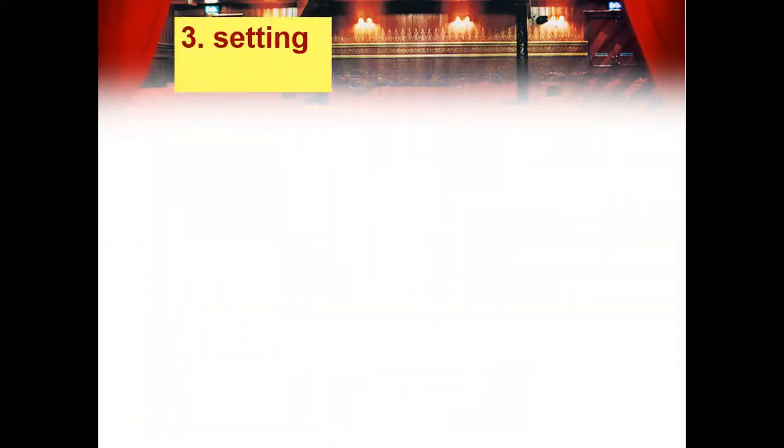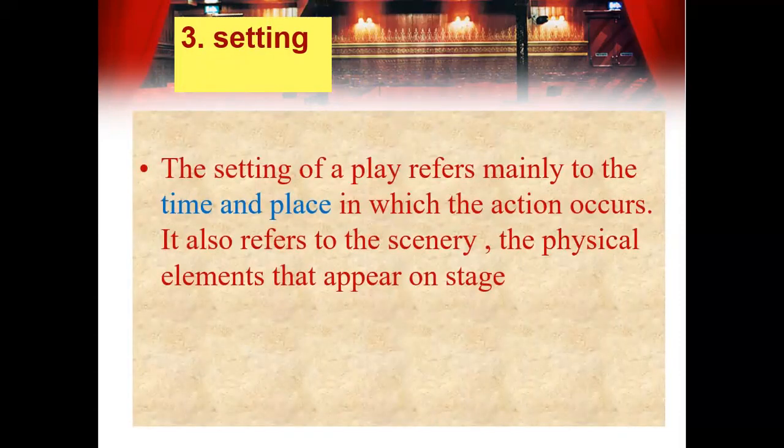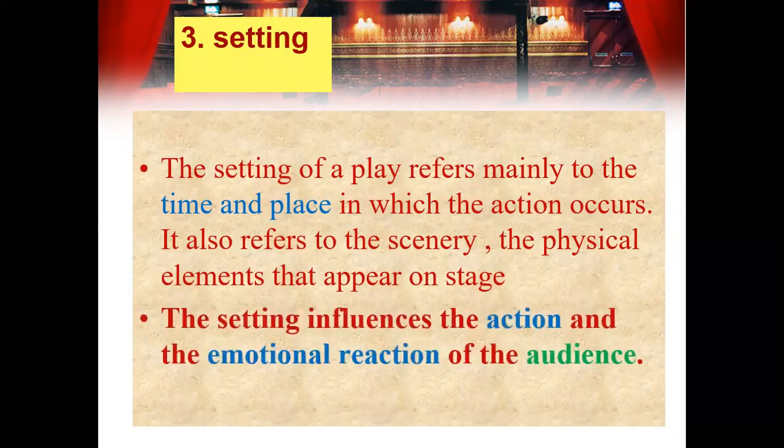Number three, the element number three, setting. The setting of the play refers mainly to the time and the place in which the action occurs. It also refers to the scenery, the physical elements that appear on the stage. So it is the time, the place, the weather condition, the social condition, the mood of the play.